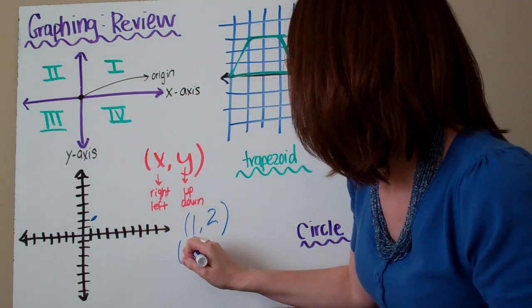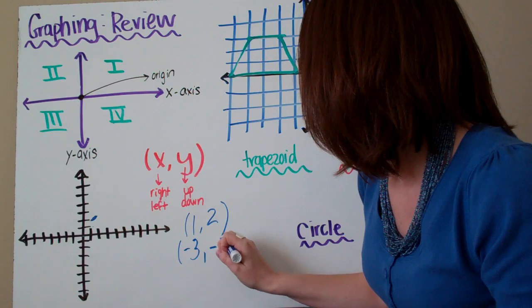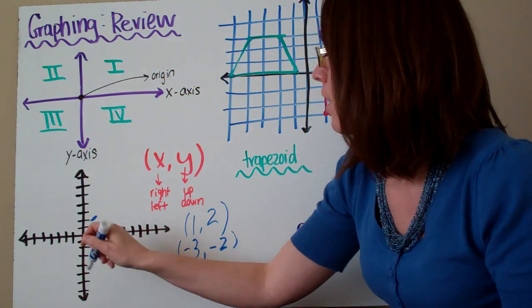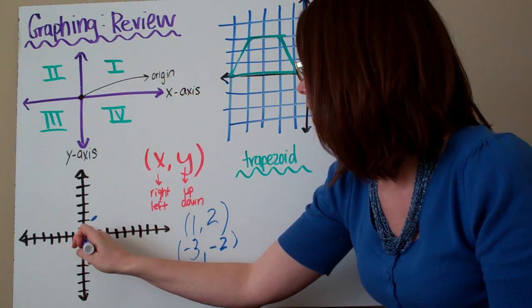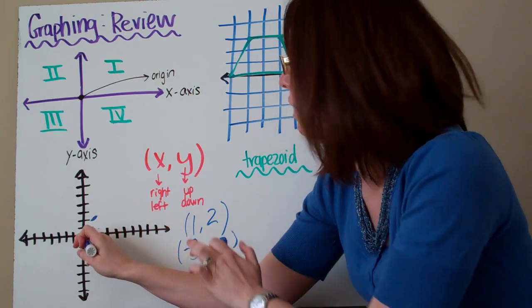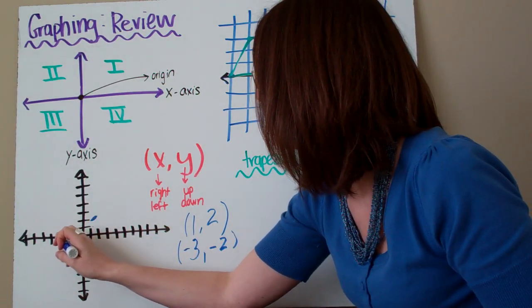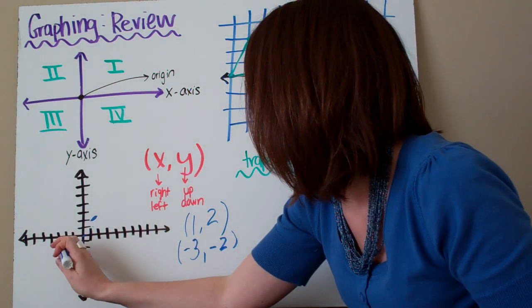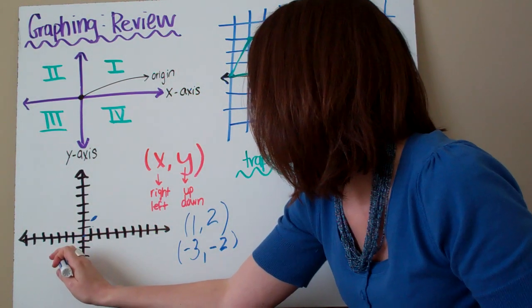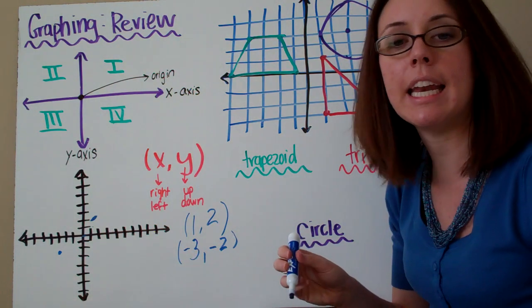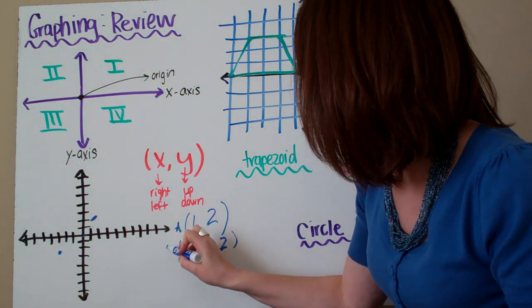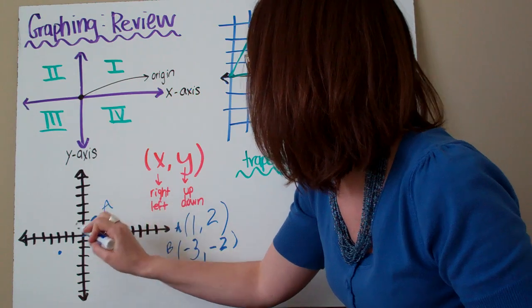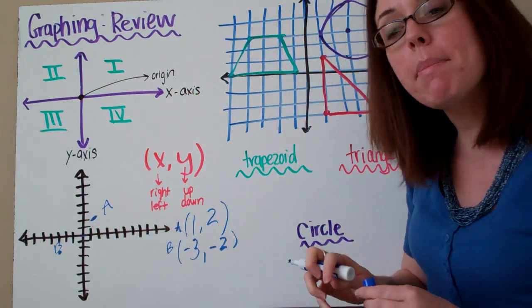Let's graph the point -3, -2. Alright, you start at the origin, always start there. -3 tells us to go 3 left, so 1, 2, 3. And -2 tells us to go 2 down, so 1, 2. That is the point -3, -2. And it would also be helpful if we labeled the points, like that's point A and that's point B.